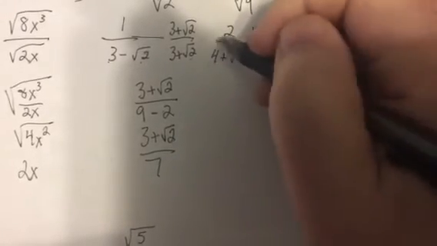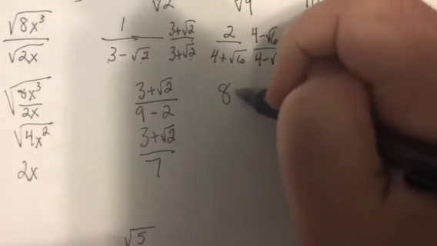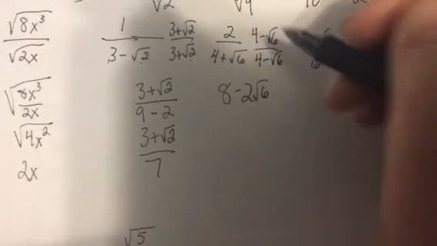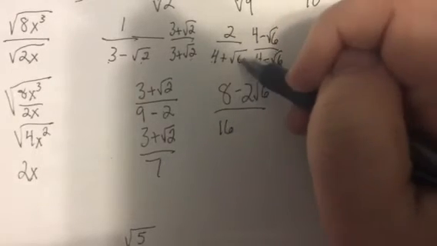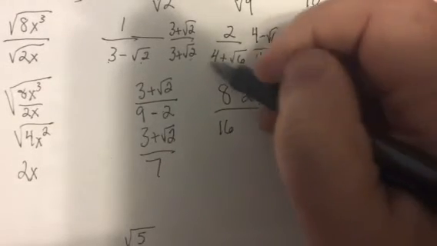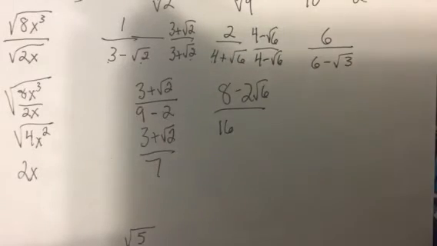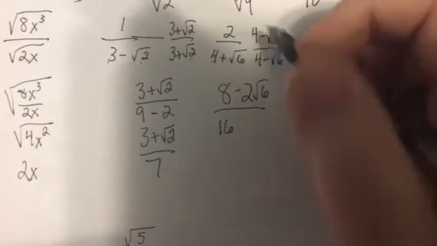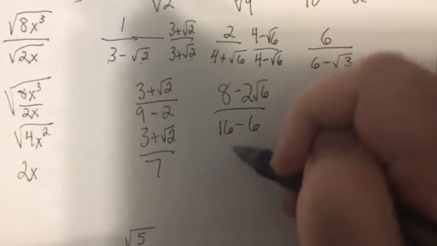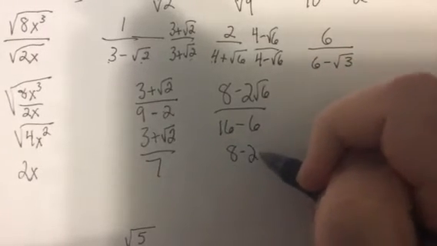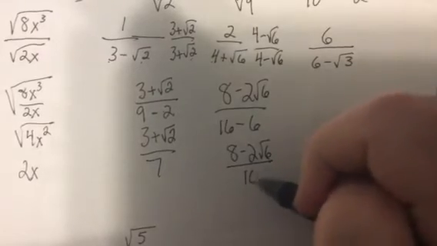It's not my fault. So distribute the 2. That would be 8 minus 2 square root of 6. Then the bottom, 4 times 4 is 16. 4 square root of 6 minus 4 square root of 6 drops out. Square root of 6 times square root of 6 is square root of 36, which is 6. So it'd be 8 minus 2 square root of 6 over 10.